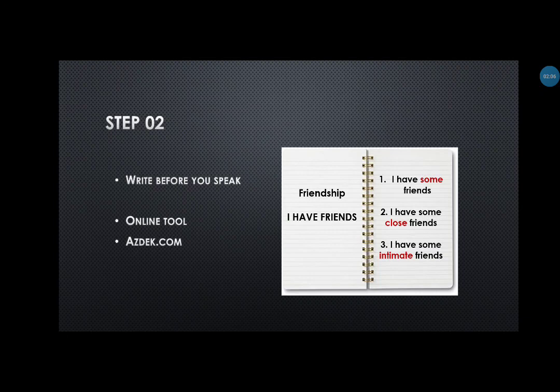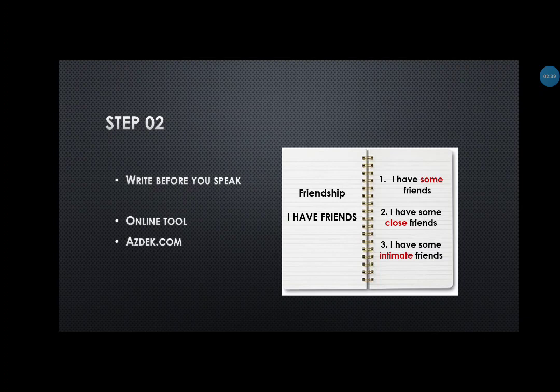Step 2, write before you speak. Write before you speak. Because when you write, you have time to think about grammar and vocabulary, but when you speak, you don't. Let's take the case of friendship as a topic. So you open your notebook, you go to the friendship section, and what you do here is that you write down a few sentences with different adjectives or nouns or phrases or verbs that are about this topic.